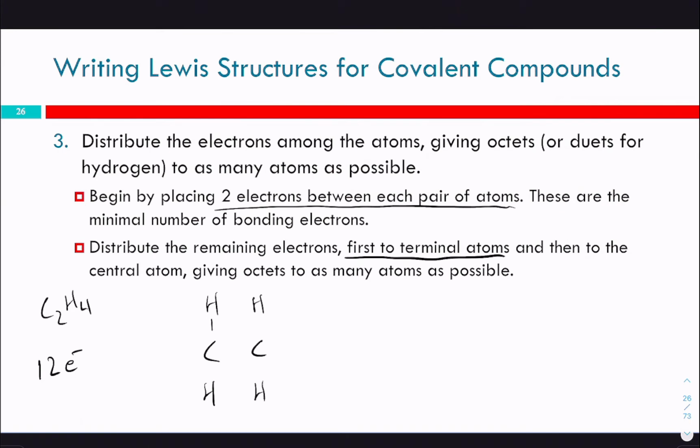We start by putting in these bonds. It's the minimum number of bonds. And then if you remember, we'll subtract those out from our total here. So we placed 1, 2, 3, 4, 5 bonds. And so we multiply that by 2 because each of those has 2 electrons. So we've got 10 bonding electrons, which leaves us with 2 electrons left.